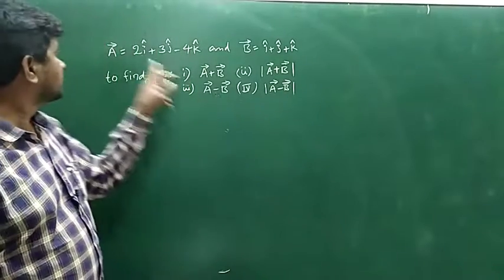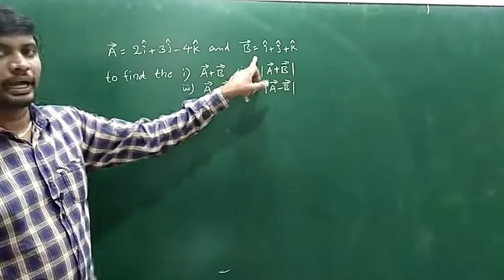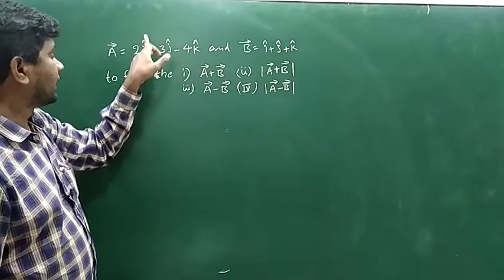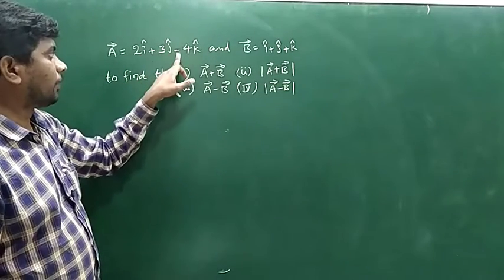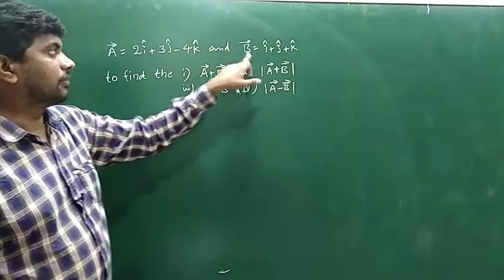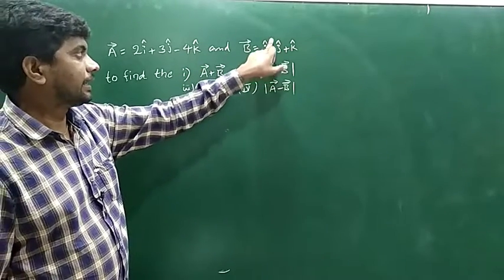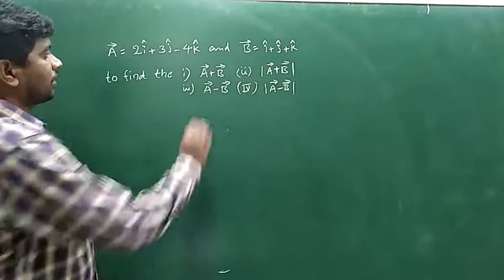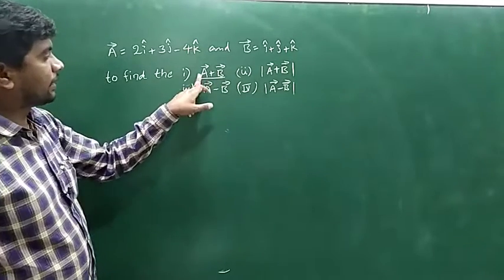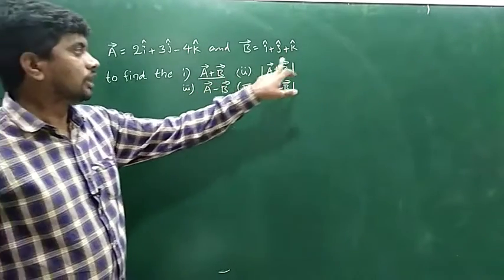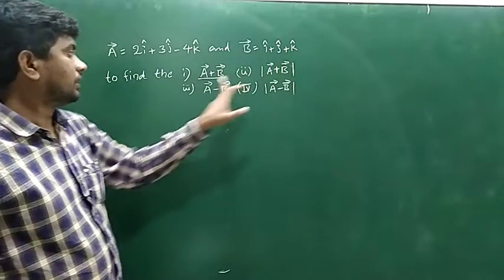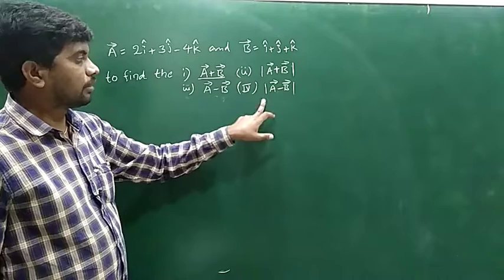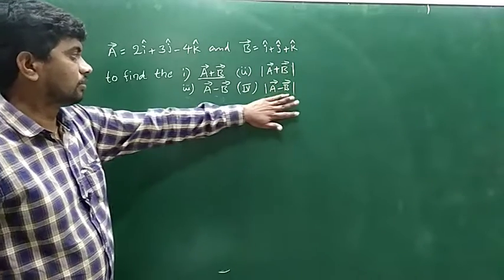The next problem is, if a and b are two vectors, a bar equal to i cap plus 3j cap minus 4k cap, and b bar equal to i cap plus j cap plus k cap. To find out: first, a bar plus b bar. Next, the magnitude of a plus b bar. Next, a minus b bar. Fourth, the magnitude of a minus b bar.